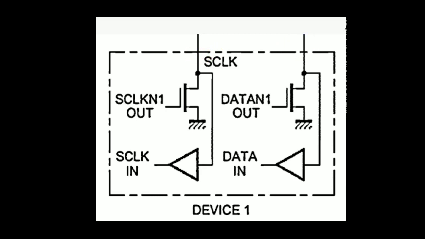So the voltage at this point is undefined. It is neither logic 0 nor logic 1. But for the operation of the circuit, the voltage should be made either logic 1 or logic 0, and this is done using a pull-up resistor.